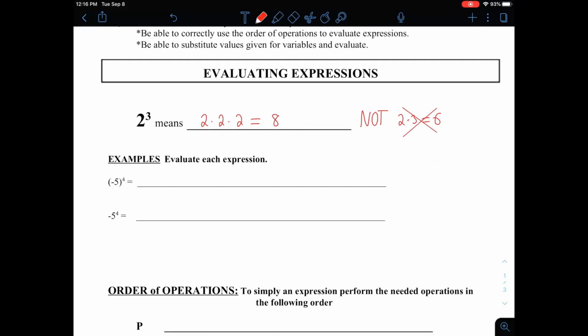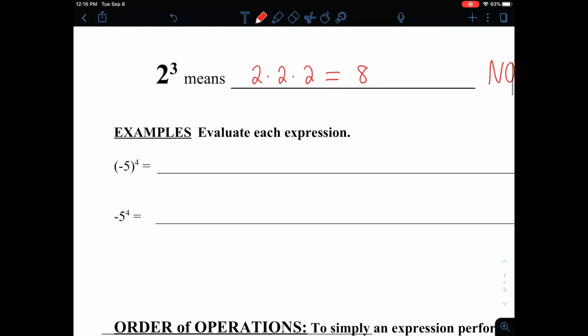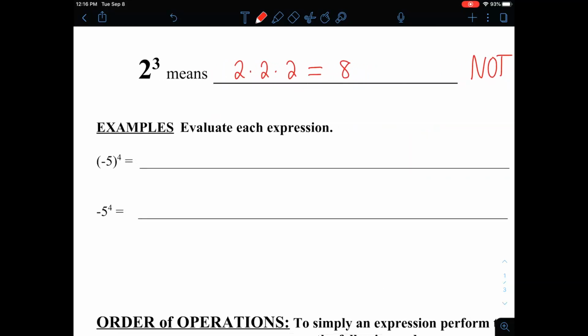All right, now we have the quantity of negative 5 to the fourth, and then we have negative 5 to the fourth. There is a difference between these two expressions. See if you can figure out what it is really quick here. Go ahead and do that.